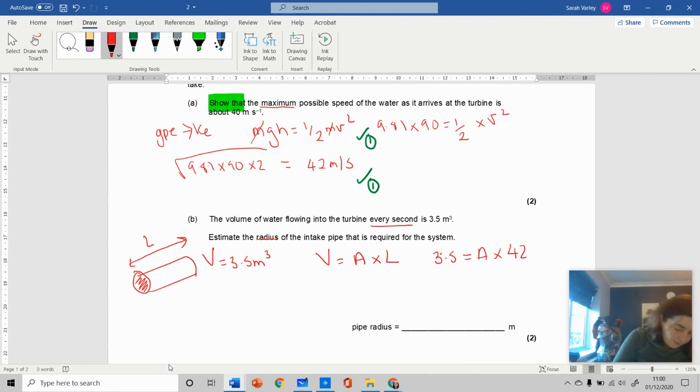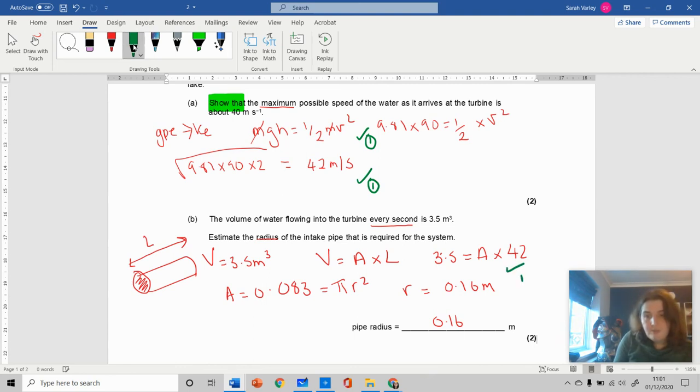So 3.5 divided by 42 is 0.083. So the area is 0.083. Okay, and of course that equals pi r squared. And you can divide that by pi, square root your answer, and I get an answer of 0.16 metres, which you get one mark for the method, so actually working out the volume, and then one mark for your answer here of doing that.